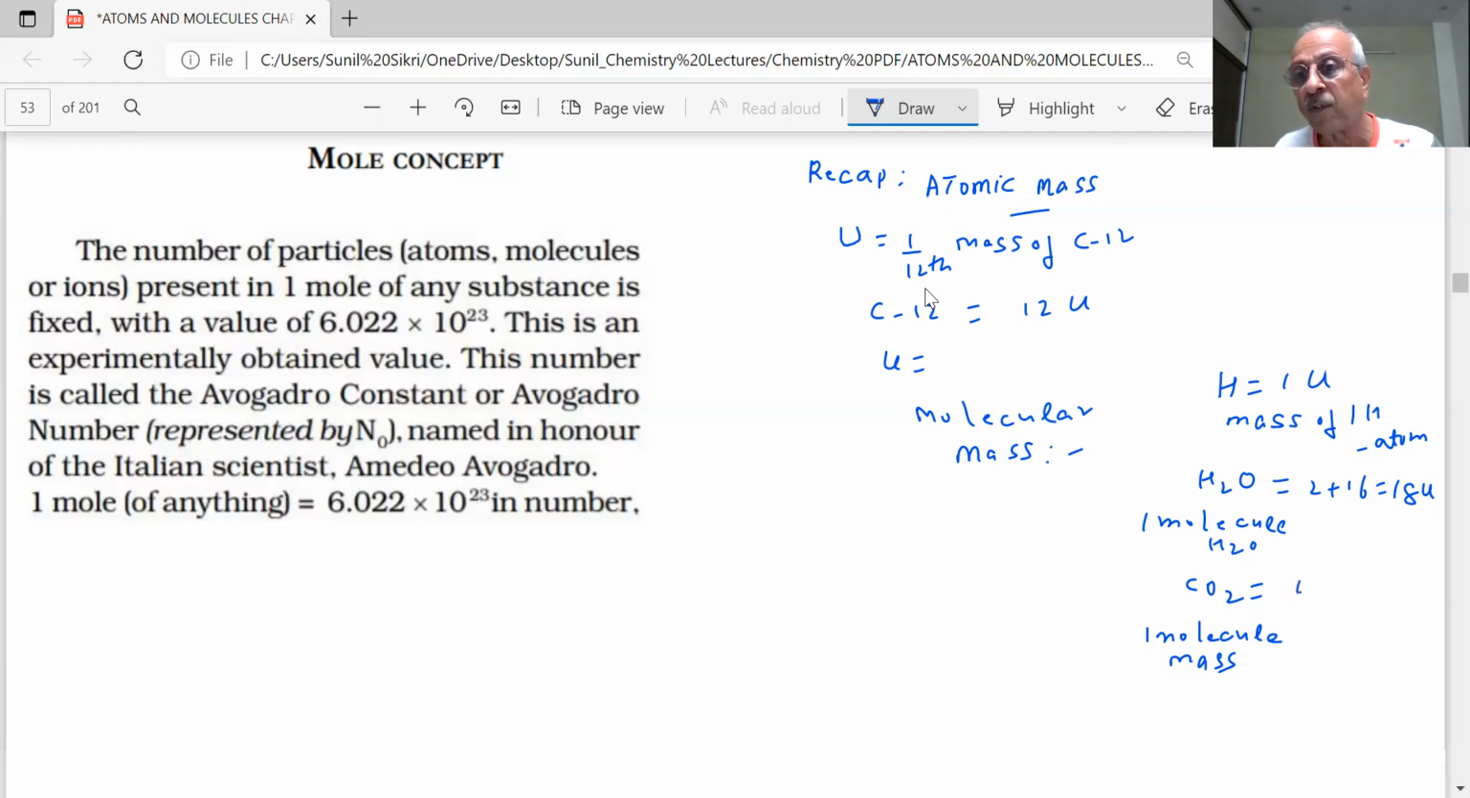44. And what if we write 44U? Why do we write U? This is the mass of one molecule of CO2. One molecule of CO2 has mass 44U. But student, this is a very small number. Let me see what 1U is equal to.